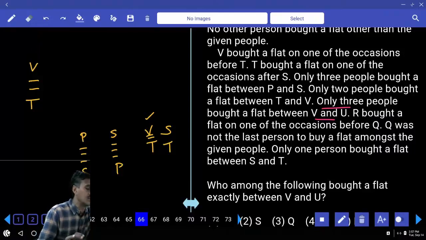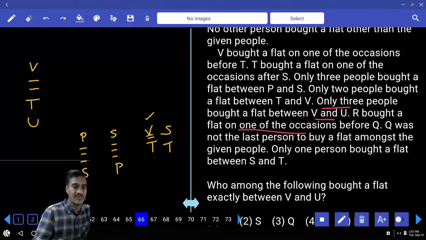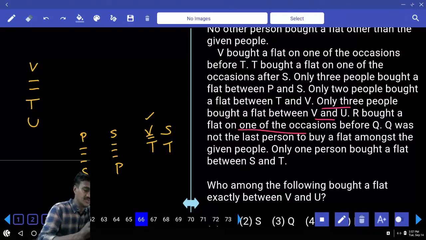Hence U must be after this V. Hence how many are there in between these two? There are exactly 3. సరిపోయిందండి? Exactly 3 in between these two. And next one, R bought a flat on one of the occasions before Q. And next one we have done with this information. V and T అయిపోయింది. And S is before this T.